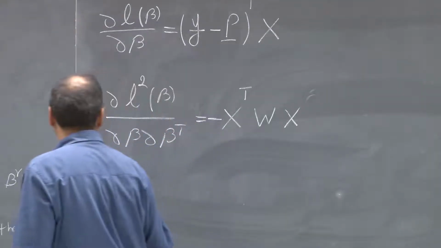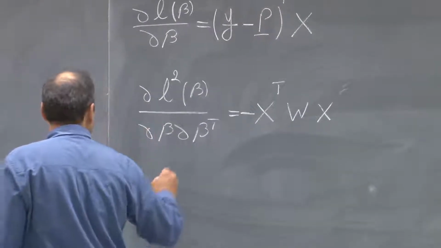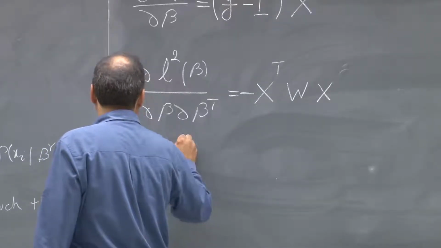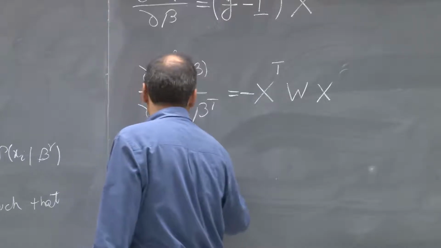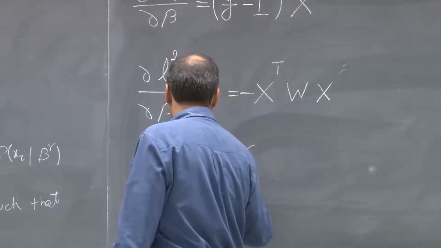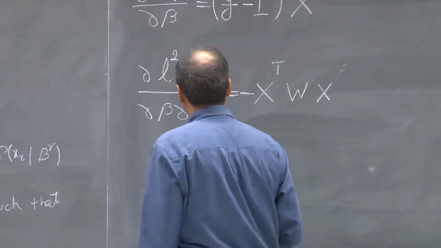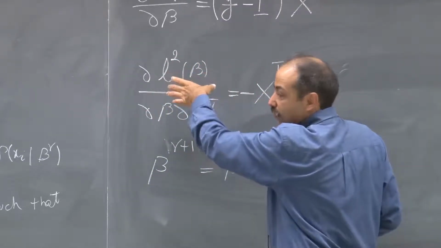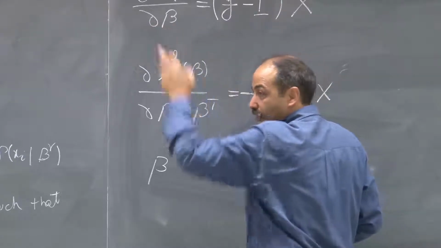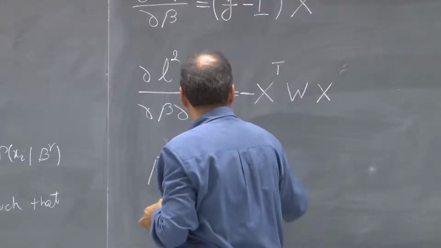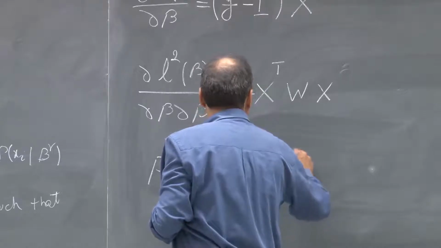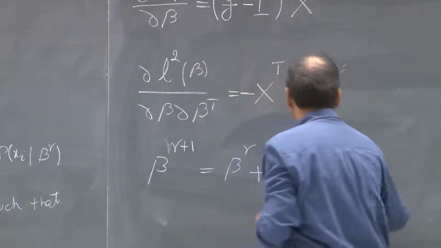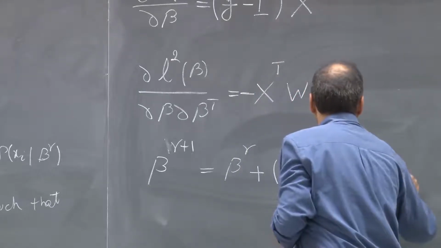Now I can say that the new beta, or beta at time r plus 1, is the old beta minus the first derivative divided by the second derivative, or the inverse of the second derivative times the first derivative. So I have x transpose W x inverse times the first derivative.